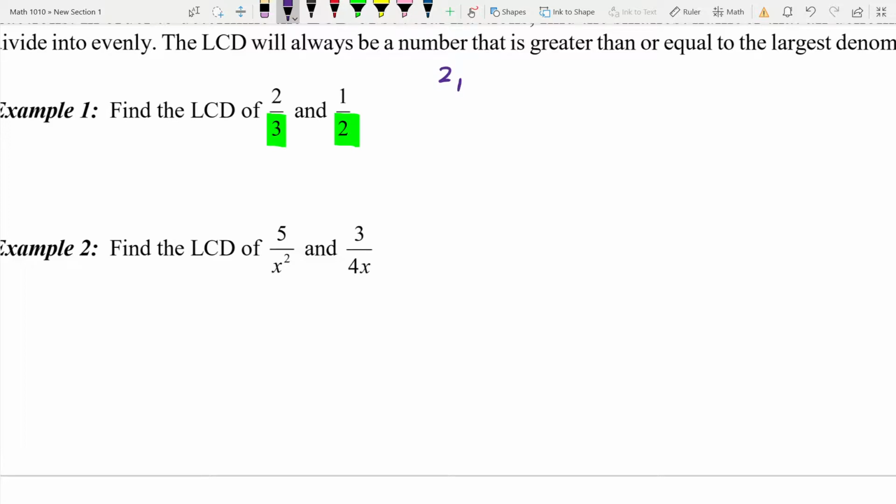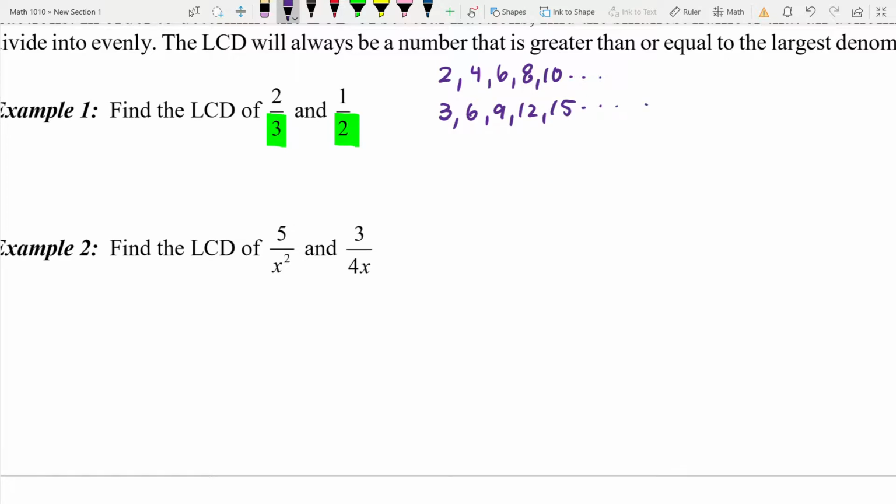Write down the 2. And I want you to write down the multiples of 2. 2, 4, 6, 8, 10. We could keep going if we needed to. Then I want you to write down the 3. Write down the multiples of 3. 3, 6, 9, 12, 15. We could keep going if we needed to.